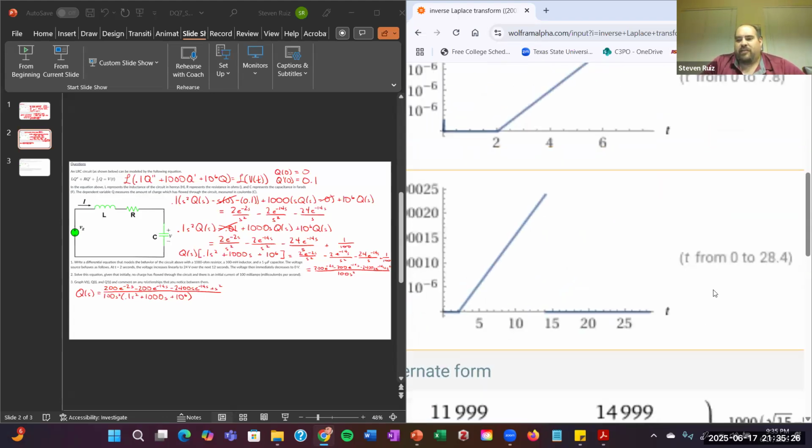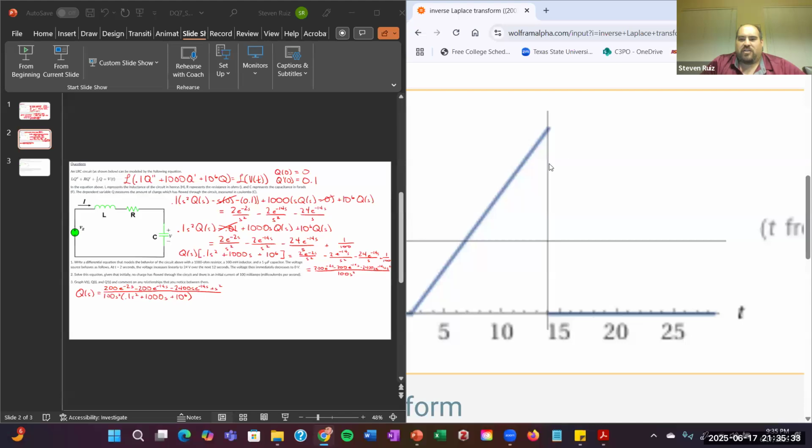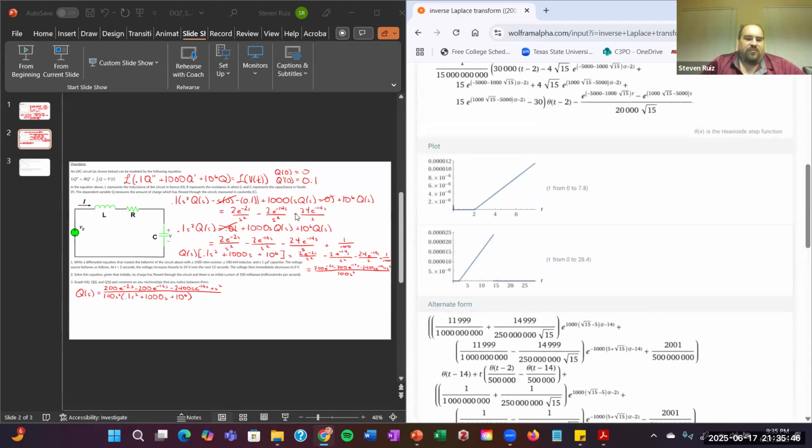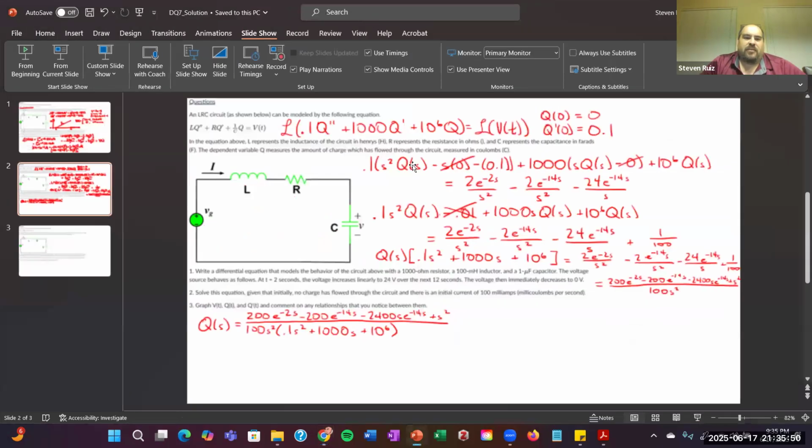So this second plot here looks a little further out in time. And we see this drop-off in the amount of charge that's flowing when t gets to 14 seconds, because that's when our forcing function essentially stops forcing. All right, so very, very involved Laplace transform activity here, but yeah, that is all for discussion question number 7.